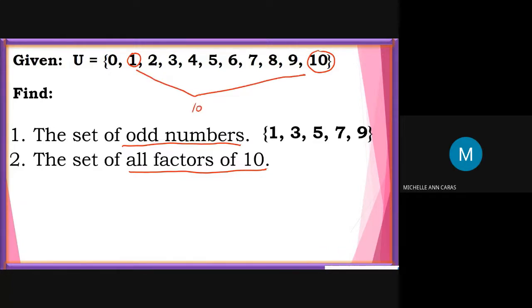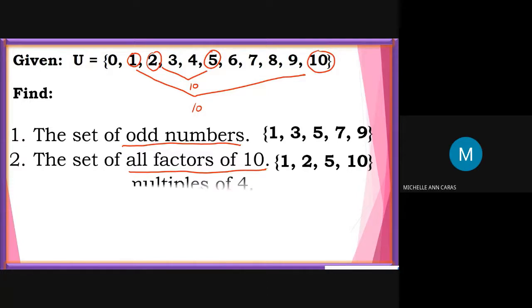Okay, what else? What other factors does 10 have? We also have 2 times 5, and the result, class, is still equal to 10. So that means we have 4 elements, the factors of our 10. So we have 1, 2, 5, and 10.